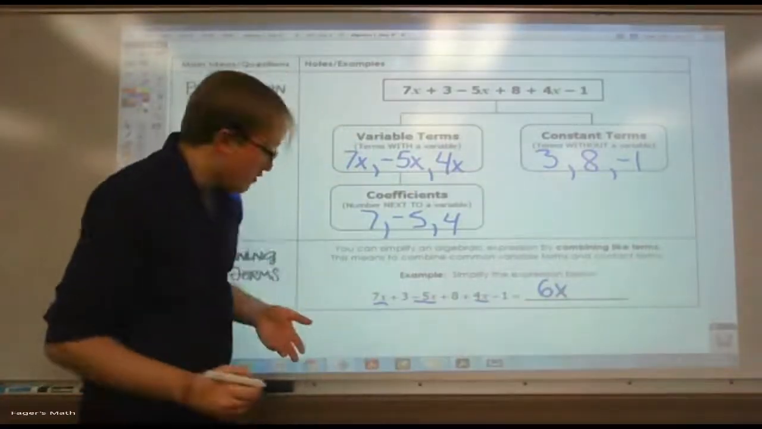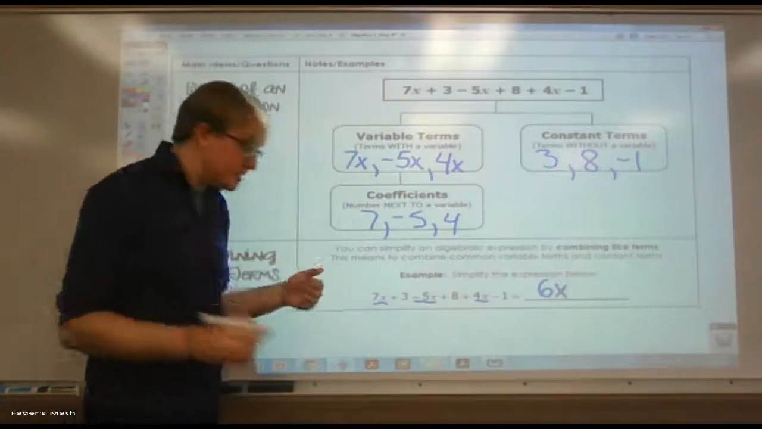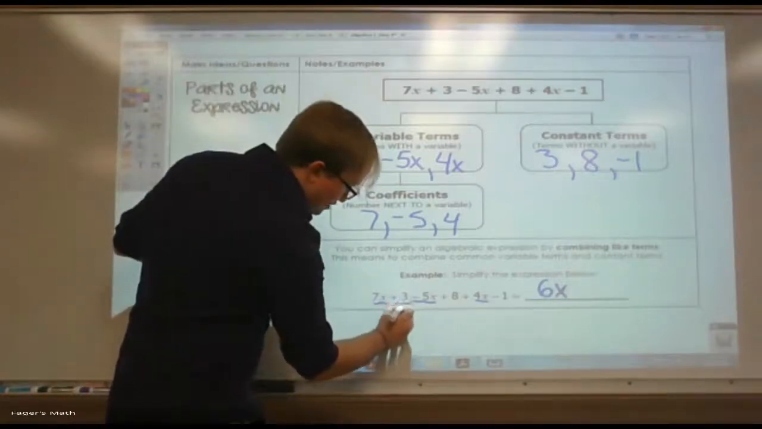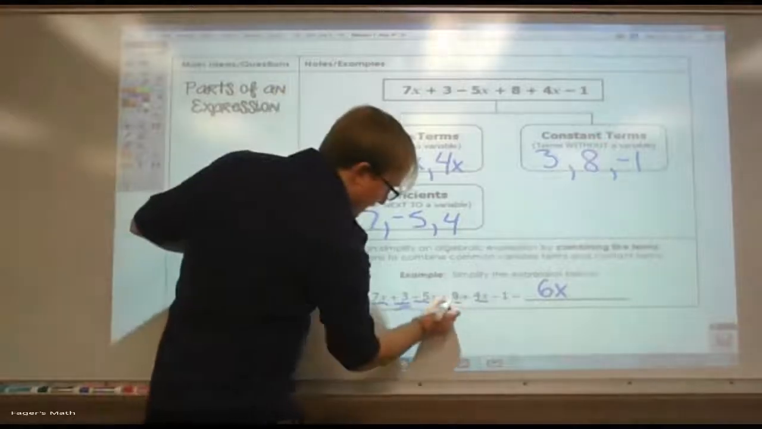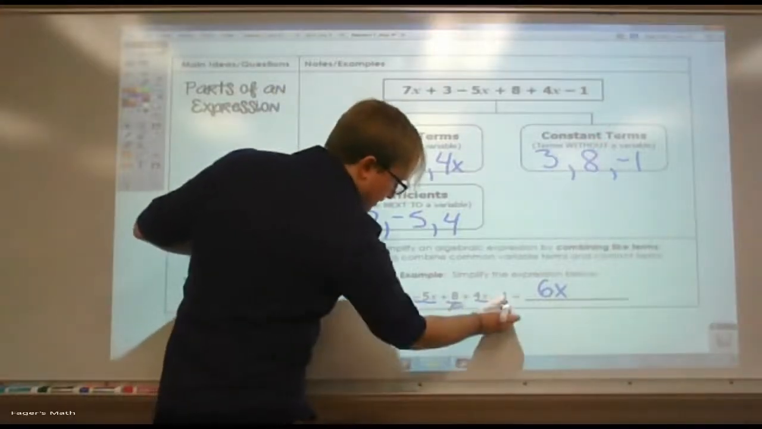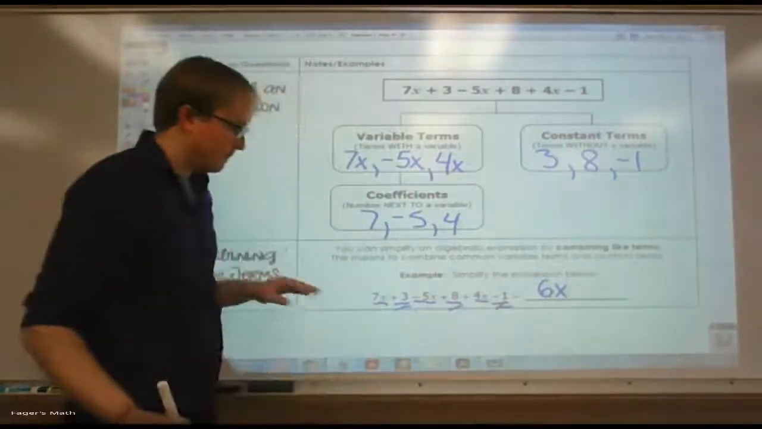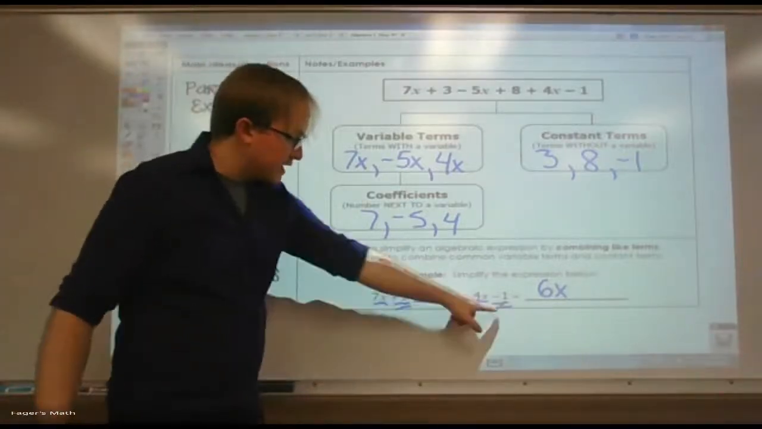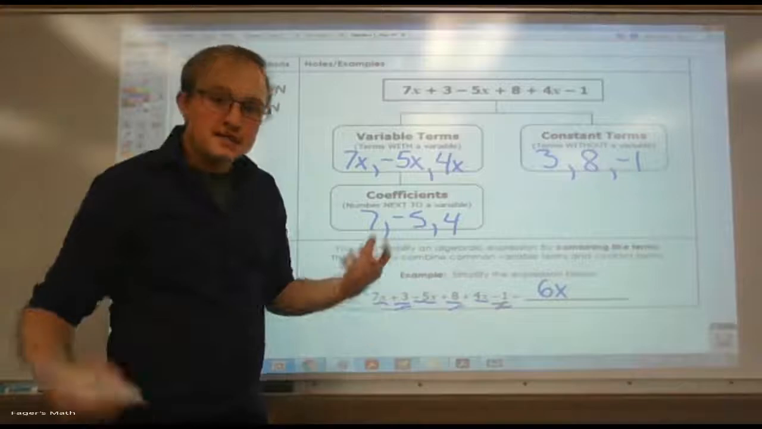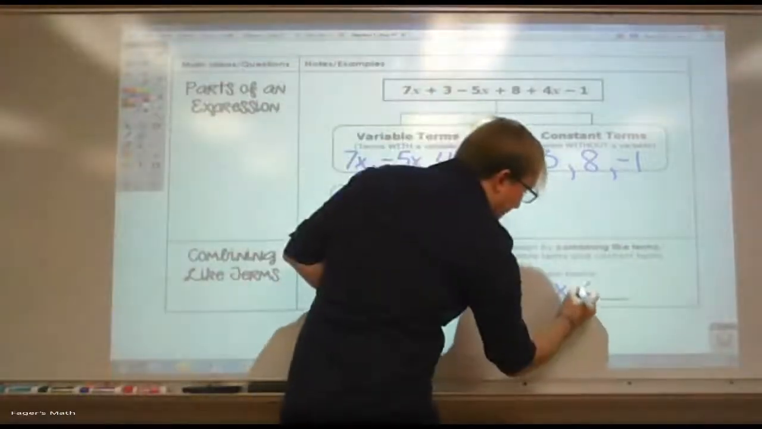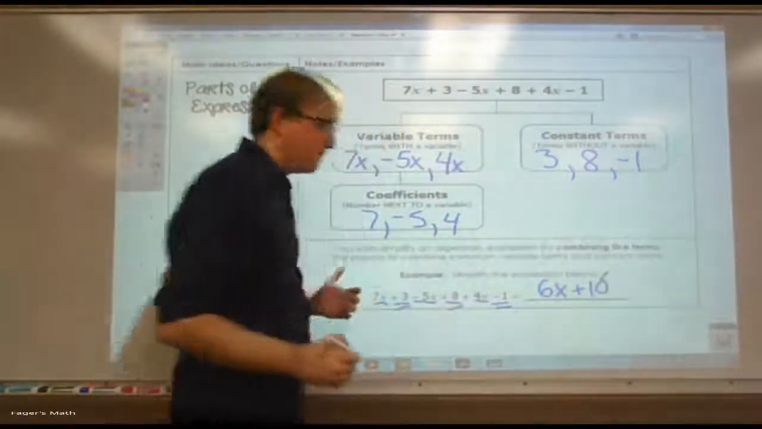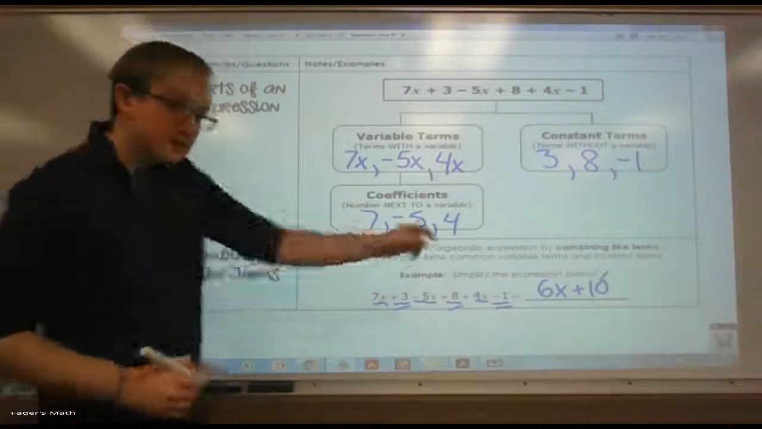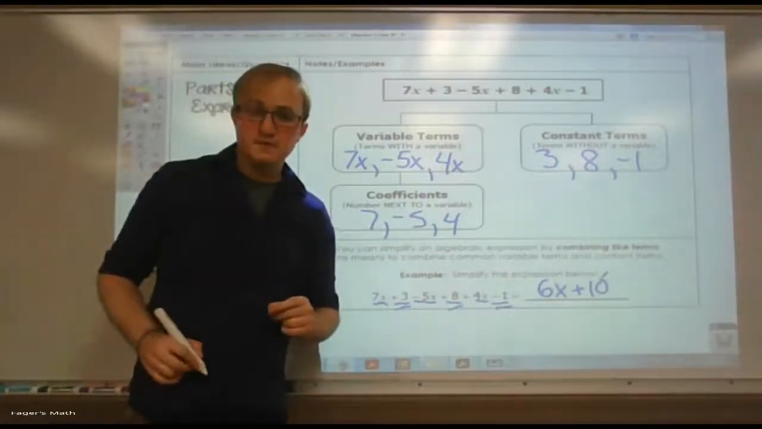And let's count the constants. I'm going to put double lines under these to know what's similar. So 3, 8 is a constant, and as is the minus 1. So 3 plus 8, 11. Take away 1, 10. It's a positive 10, so that means we're going to be adding 10. How cool is that? 6x plus 10 is our answer.